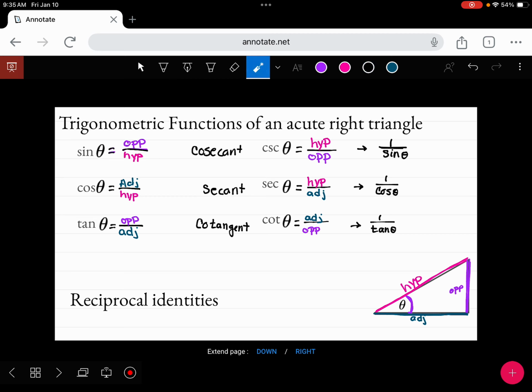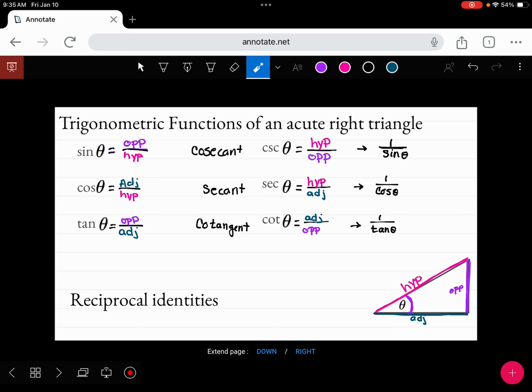We're going to use these in a lot of things. So you could write these in the opposite direction too. Sine is the same thing as 1 over cosecant. Cosine is the same as 1 over secant. Tangent is the same as 1 over cotangent. It can reciprocal the other direction as well.